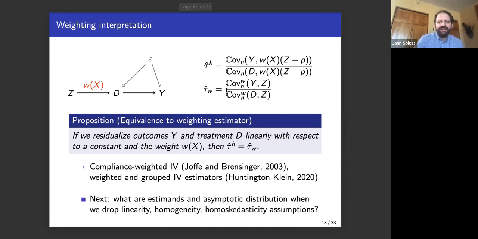And so the next question is now going to be, if I'm dropping the assumptions that I've made so far, which is that I have a linear model with homogeneous treatment effects and homoscedastic error terms, and I'm instead assuming all this in a general potential outcomes framework, what are the properties of this weighted estimator, and how should we choose the weight optimally in general? And then how can we do inference on those estimates?